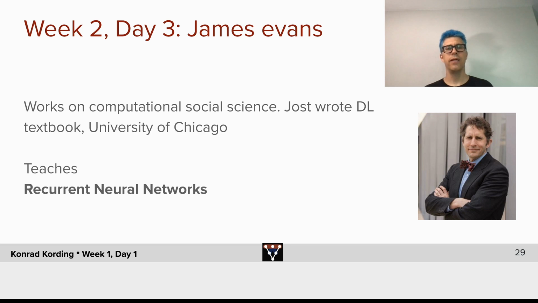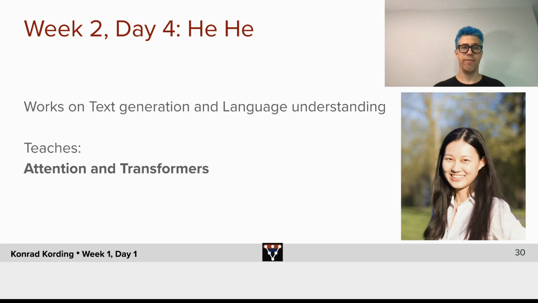The next day will be James Evans. He works on computational social science. He just wrote a deep learning textbook, teaches at the University of Chicago, and he will teach us recurrent neural networks. And I think he's a wonderful example of how people from many different corners of science come together to make this course come alive. The next day it will be her.